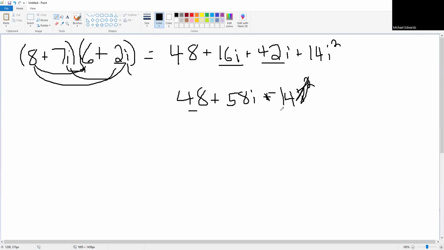Now we have two more like terms, 48 minus 14. So 48 minus 14 is what? Okay, so we have 34 plus 58i. And at this point, this is reduced as much as you can, and that is your complex number solution. All right.